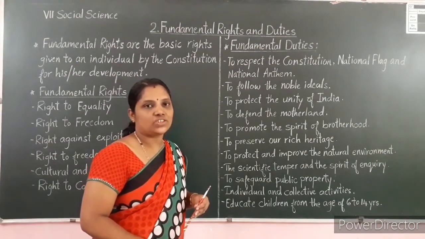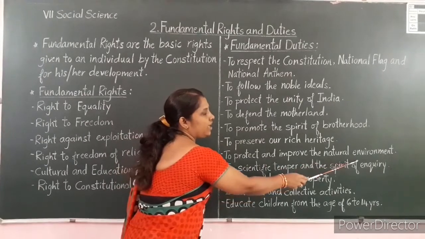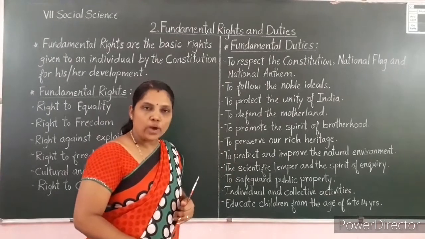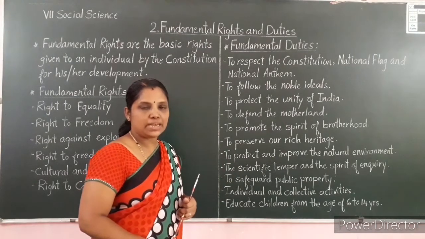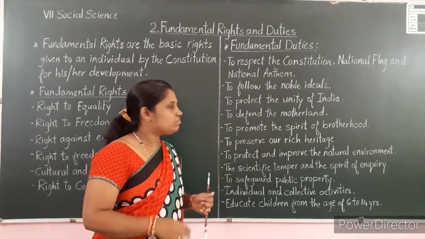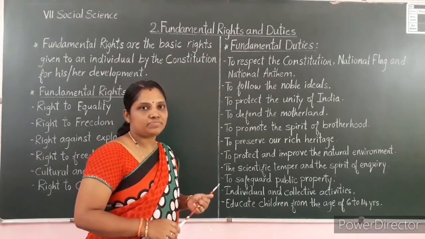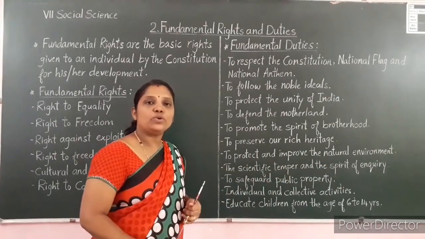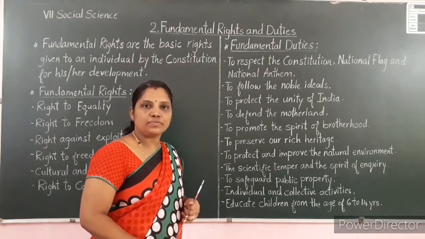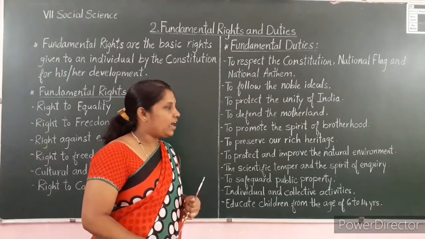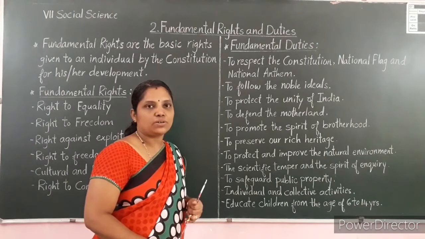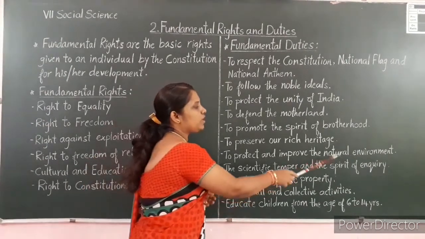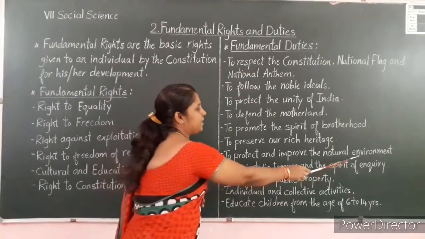Next is to protect and improve the natural environment. To protect wildlife means compassion towards living creatures. To improve the natural environment, we should not pollute lakes, oceans and rivers, and we should practice afforestation to grow more and more plants.